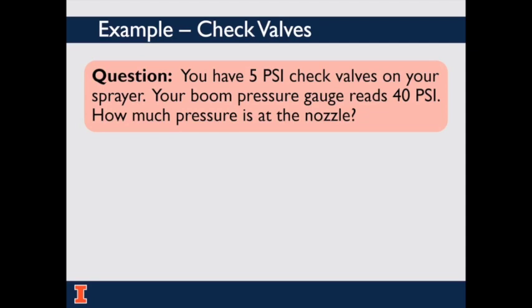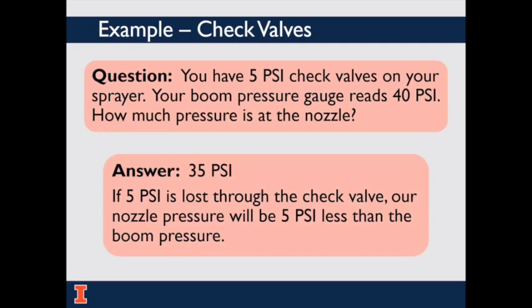Consider this example. You have 5 psi check valves on your sprayer. Your boom pressure gauge reads 40 psi. How much pressure is at the nozzle? Well, if 5 psi is lost through the check valve, our nozzle pressure will be 5 psi less than the boom pressure. Thus, 40 minus 5 equals 35 psi. While this is a good way to estimate nozzle pressure, it's still preferred to perform an actual flow check for several nozzles on the boom to ensure desired output.